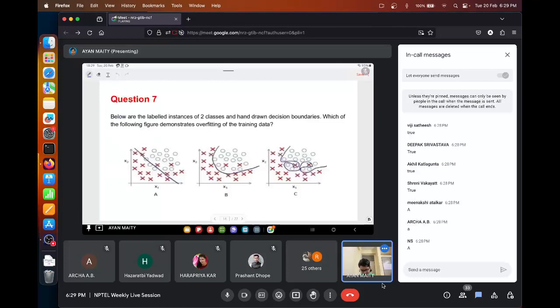Question 7. Below are the labeled instances of two classes. These dots and crosses represent two classes, and hand-drawn decision boundaries are also given. These blue lines represent the decision boundaries. Which of the following figures demonstrates overfitting of the training data?